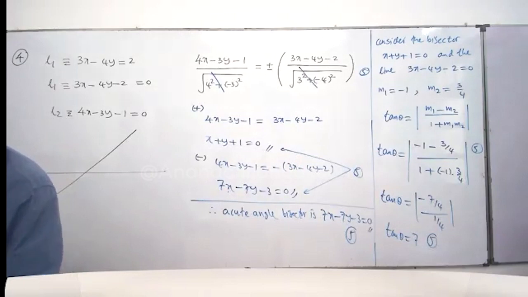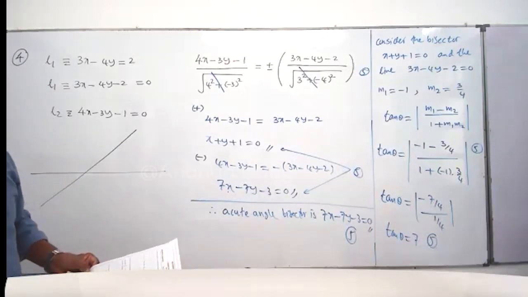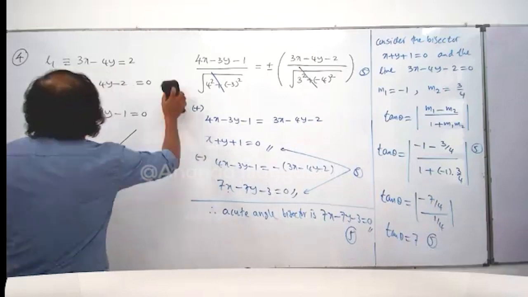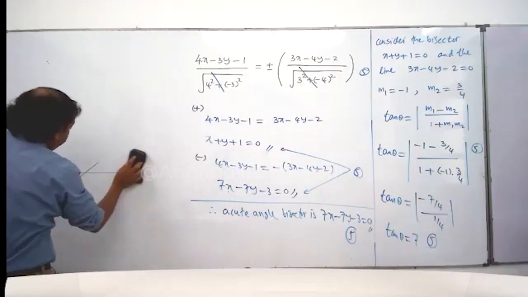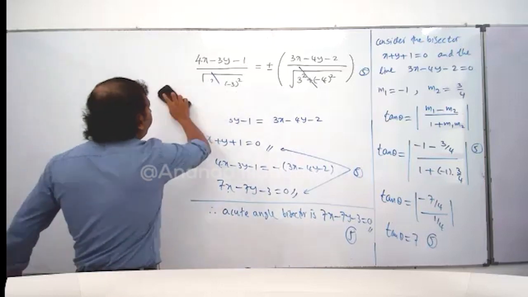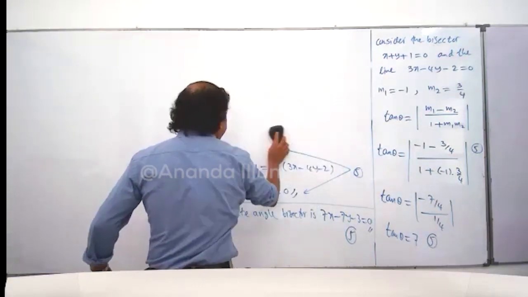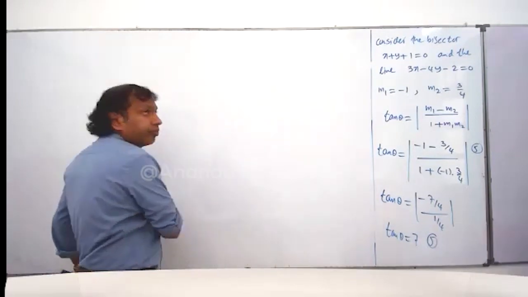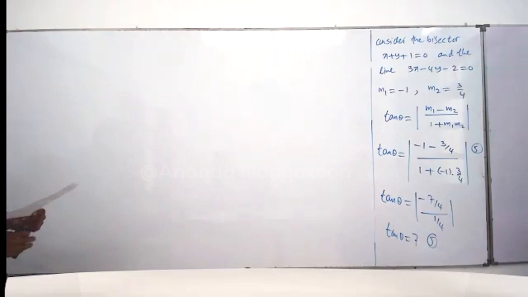Then the next one, number 5. Fifth one: show that cos theta by 2 plus sin theta by 2, perfect squared, is equal to 1 plus sin theta.